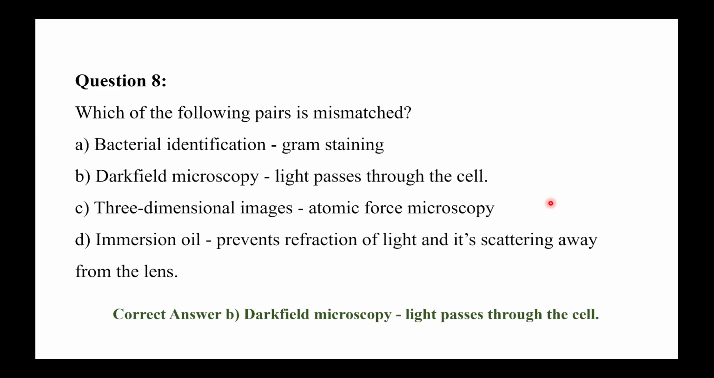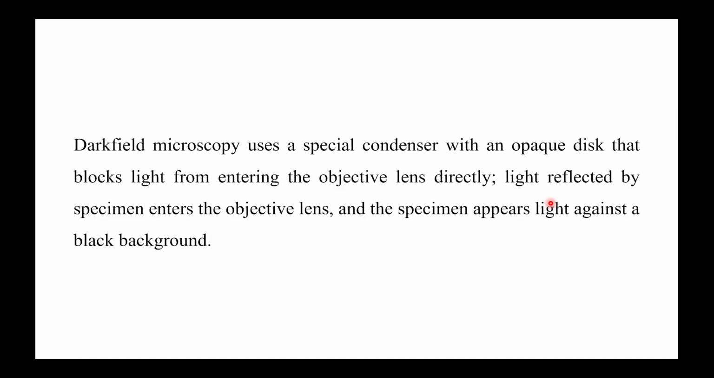So the only mismatched pair here is dark field microscopy and light passes through the cells. In dark field microscopy, there's no light passing through the cells. In fact, the light gets reflected from the cells or specimen. So it uses a special condenser with an opaque disc that blocks the light from entering the objective directly, and light is reflected by the specimen, enters the objective lens, and the specimen appears light against a black background. So under dark field microscopy, we have a dark background and we can see the specimen.